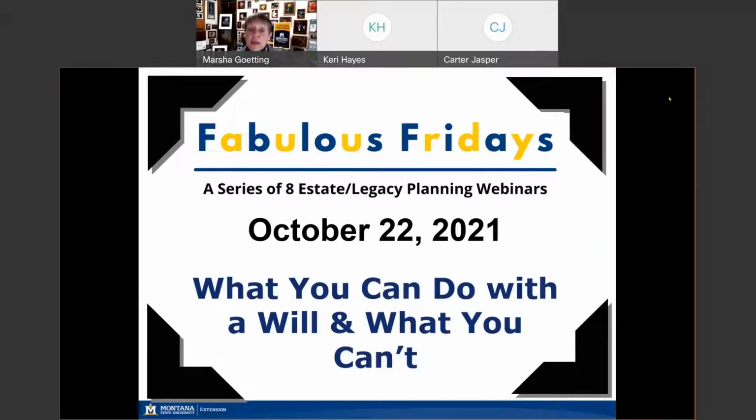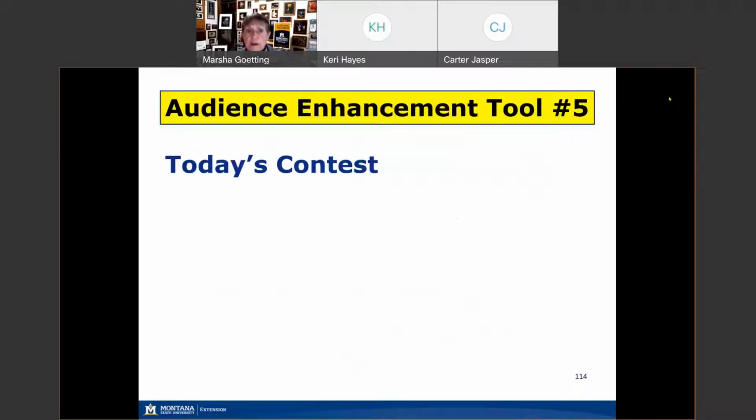What are we going to be looking at next week? What you can do with a will and what you can't do with a will. And do you need a will if you are using all these transfer on death things and what have you? Do you still need a will? We're going to talk about that.